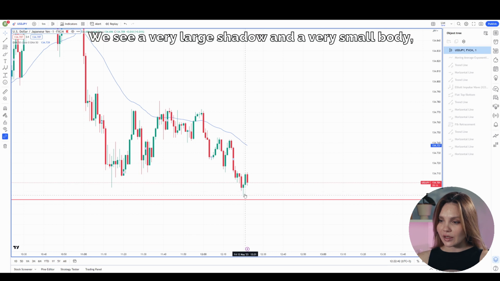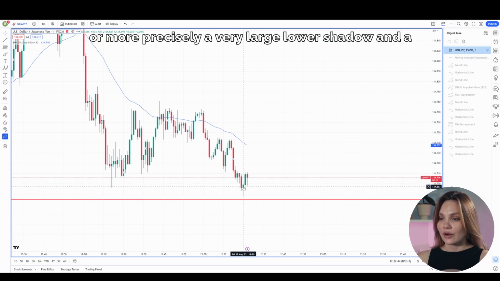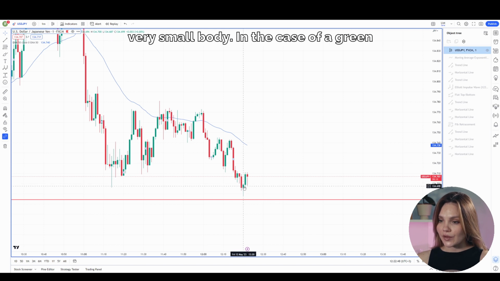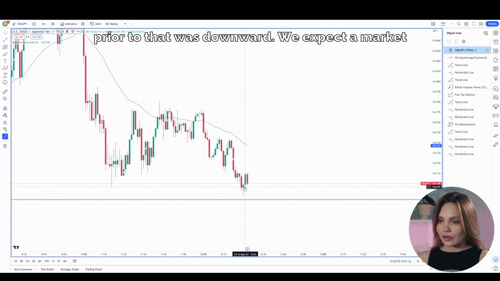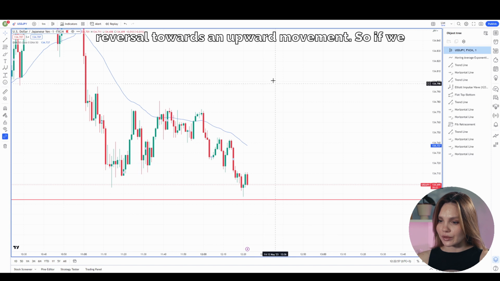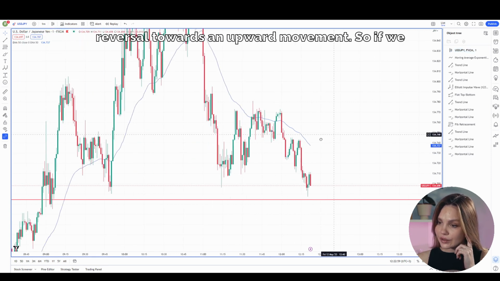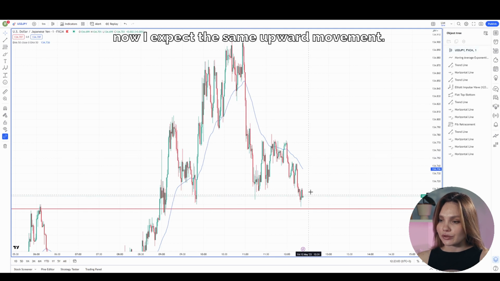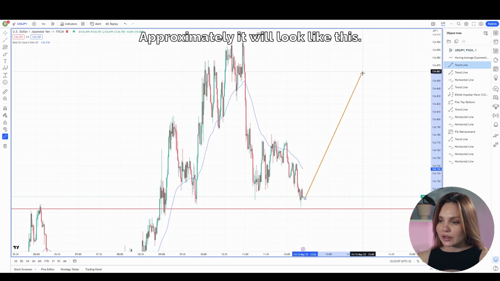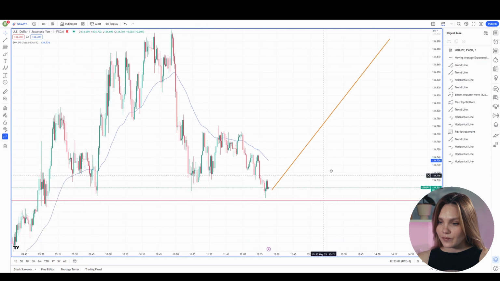We see a very large shadow and a very small body, or more precisely, a very large lower shadow and a very small body. In the case of a green hammer, which means it is bullish, the trend prior to that was downward. We expect a market reversal towards an upward movement. So if we were going down all the time, now I expect the same upward movement. Approximately it will look like this.